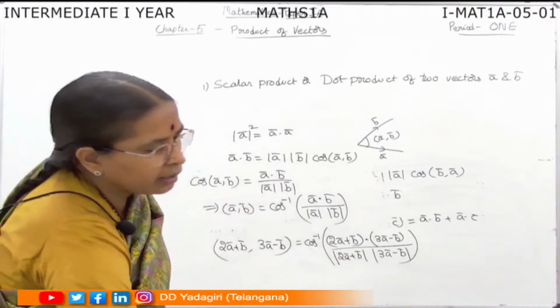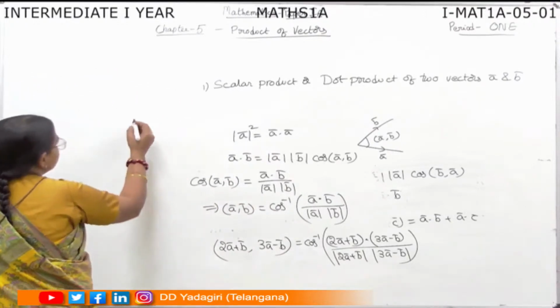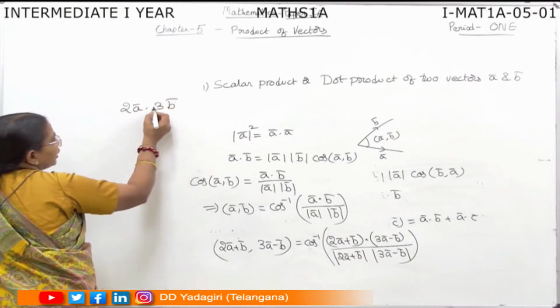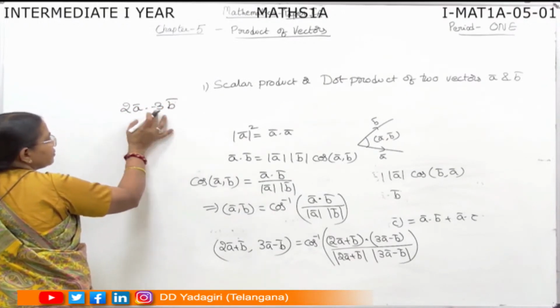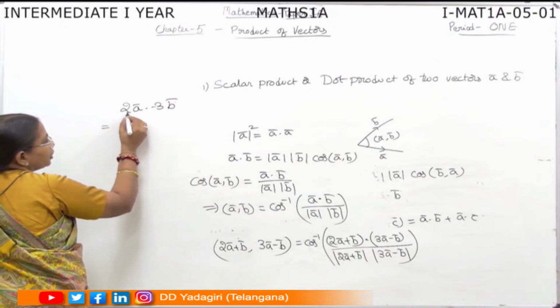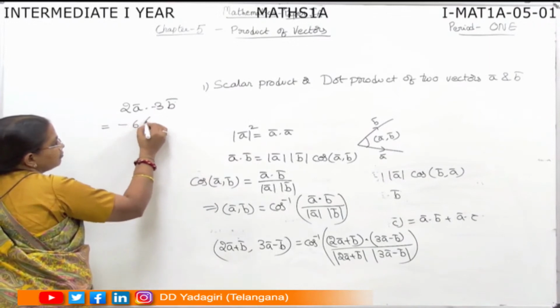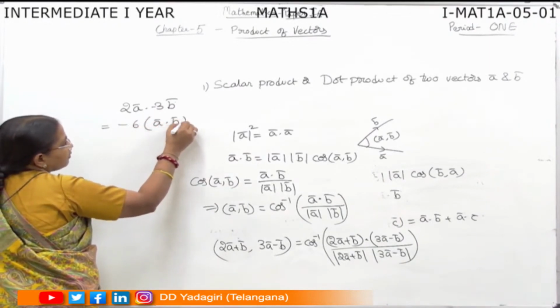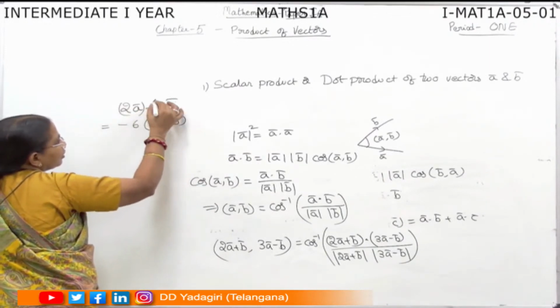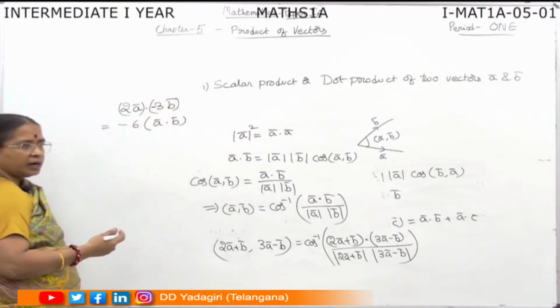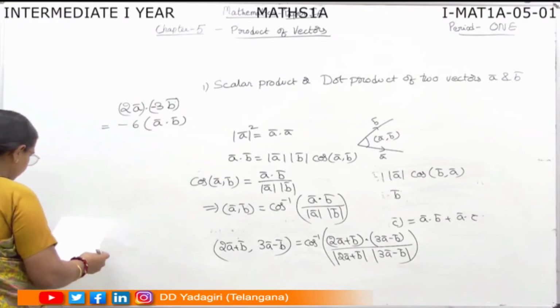So A dot A, and then A dot B is equal to B dot A. Next, suppose I have 2A dot 3B or 2A dot minus 3B. Then you can just multiply these numbers, ordinary multiplication. 2 into minus 3 is minus 6. And then take the dot product between A and B. 2A dot minus 3B is minus 6 into A dot B. A dot B, again you have the formula, you'll apply that.